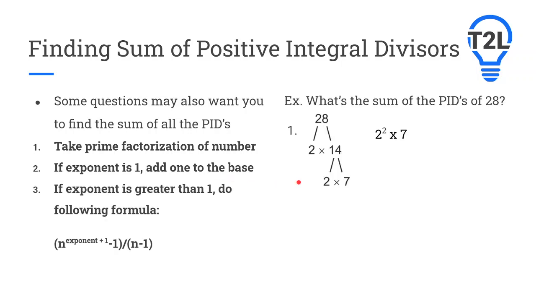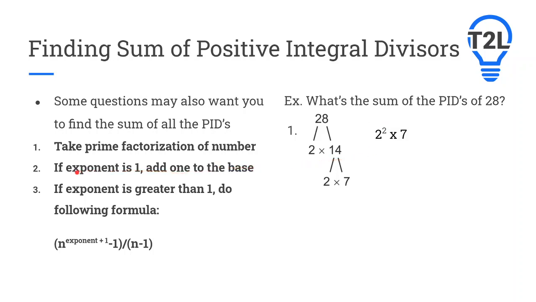Okay, so once you take the prime factorization, let's look at 28. You take the prime factorization, you get 2 squared times 7. Now 2 squared and 7 are separate terms, and now you want to individualize each term and apply steps 2 and 3 if they follow. So let's start with 2 squared.